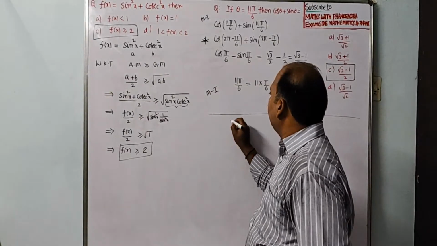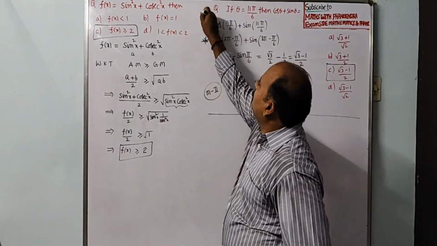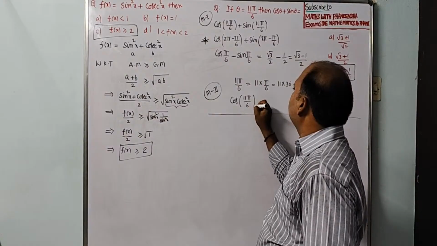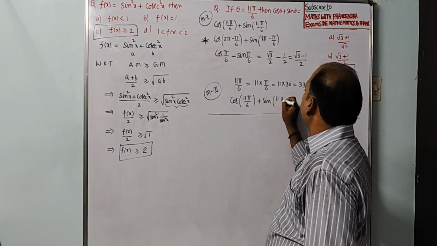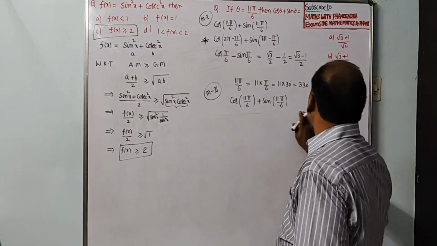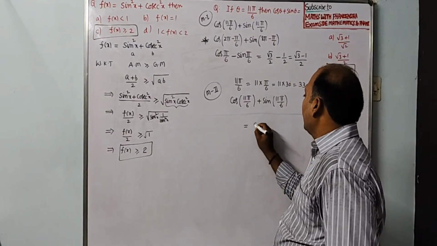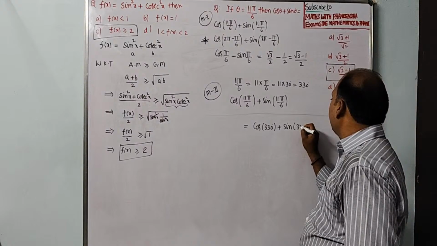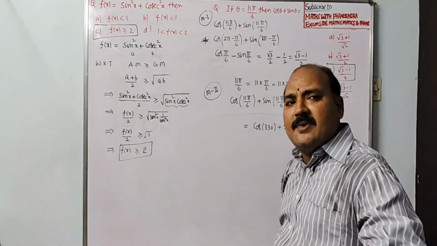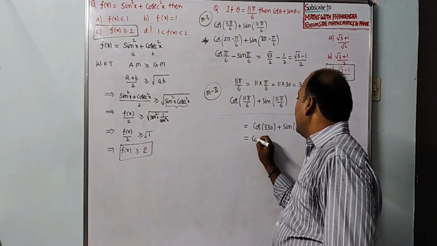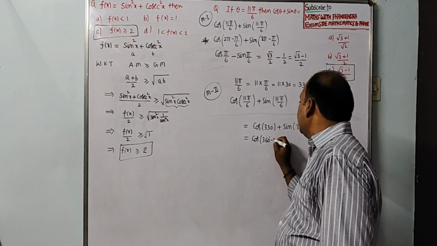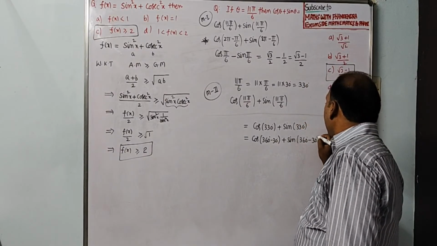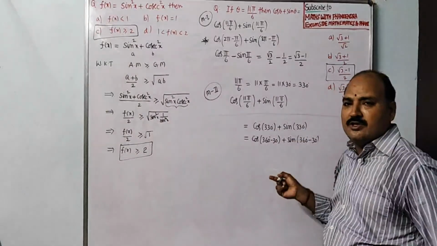So our question in method 2: cos 11 pi by 6 plus sine 11 pi by 6 is equal to cos 330 degrees plus sine 330 degrees. So 330 is 270 plus 60 or 360 minus 30. Cos of 360 minus 30 plus sine of 360 minus 30. Even here, 270 plus 60 we can also write. Yes, it's not a problem.